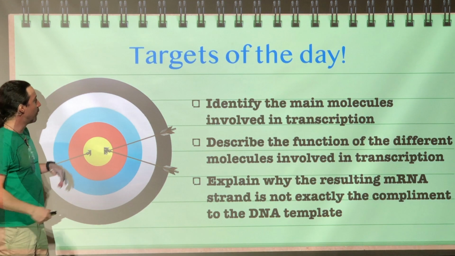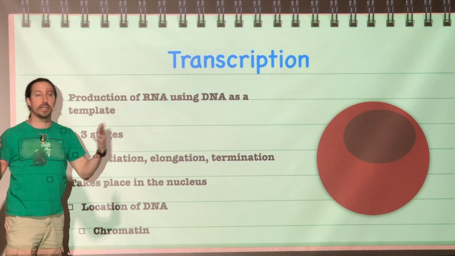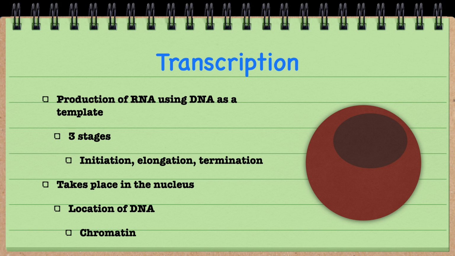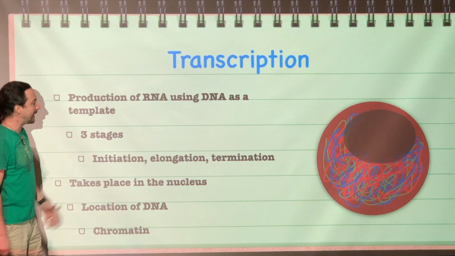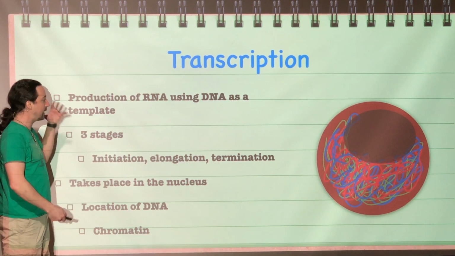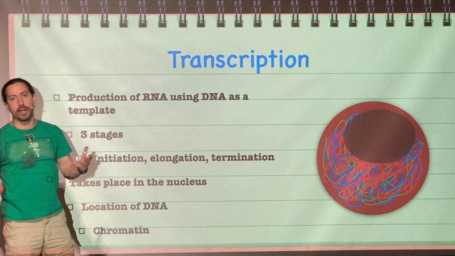So let's move to how and where this all happens and what is being used. First off, remember that this is all happening in the nucleus. So here's our nucleus right here. And on the inside of our nucleus, we have the DNA. And the process of transcription is going to take place in 3 different stages. Those stages are initiation, elongation, and then termination.